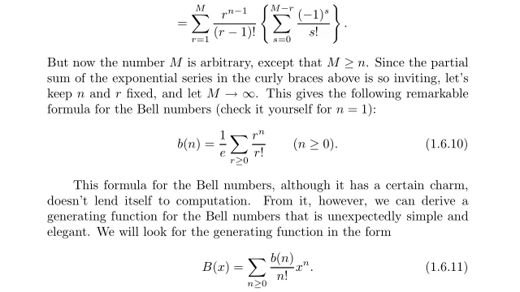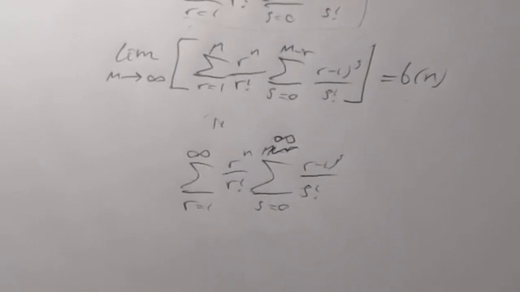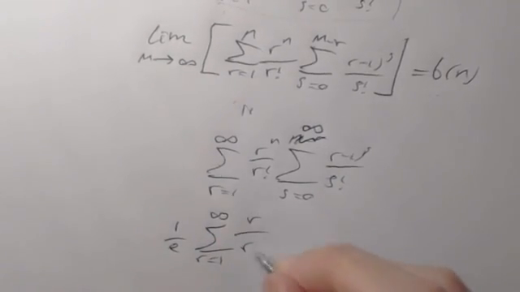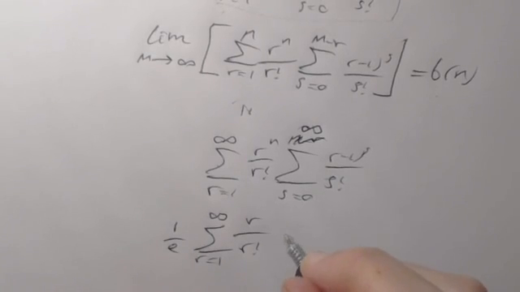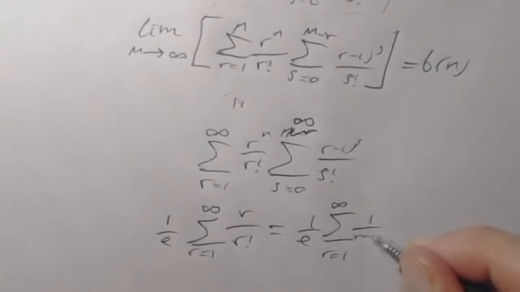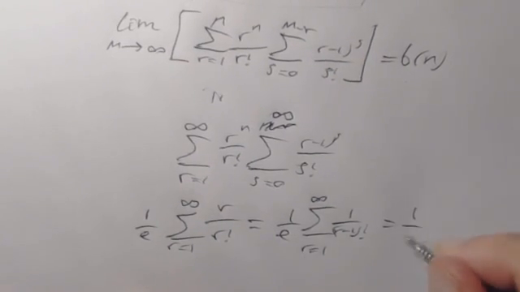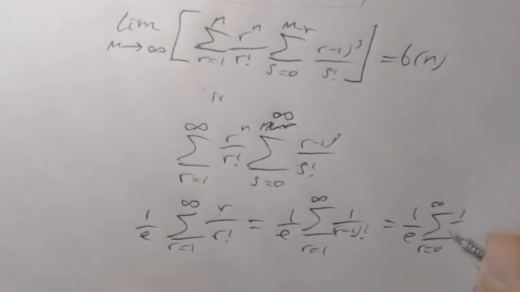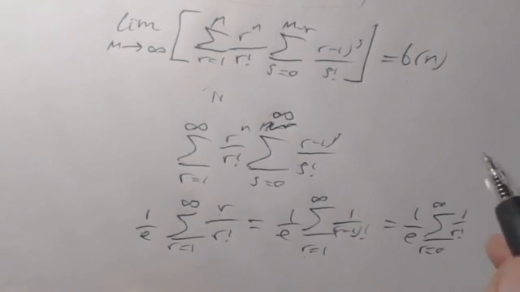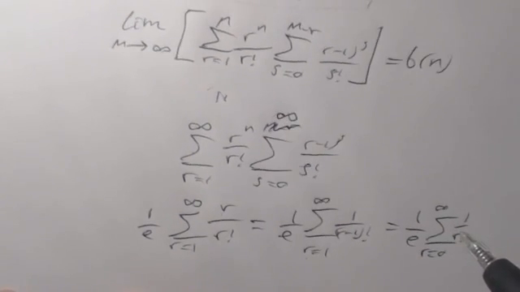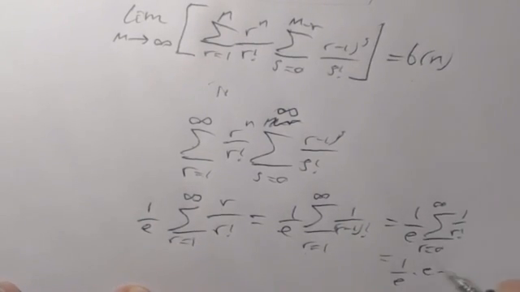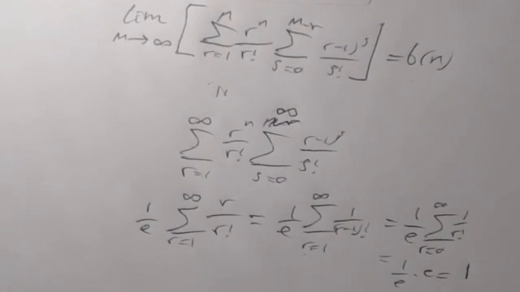I say check it yourself at n equals 1. Well, if n is 1 in this formula, then you've got 1 over e, the sum r equals 1 to infinity of r to the n, so it's just r over r factorial. This is 1 over e, sum r equals 1 to infinity, 1 over (r minus 1) factorial. And as r goes from 1 to infinity, r minus 1 goes from 0 to infinity, so this is 1 over e, sum r equals 0 to infinity, 1 over r factorial. And again, from the well-known power series for the exponential function e to the x, this is 1 over e times e, which is just 1. It's a really cool formula though.